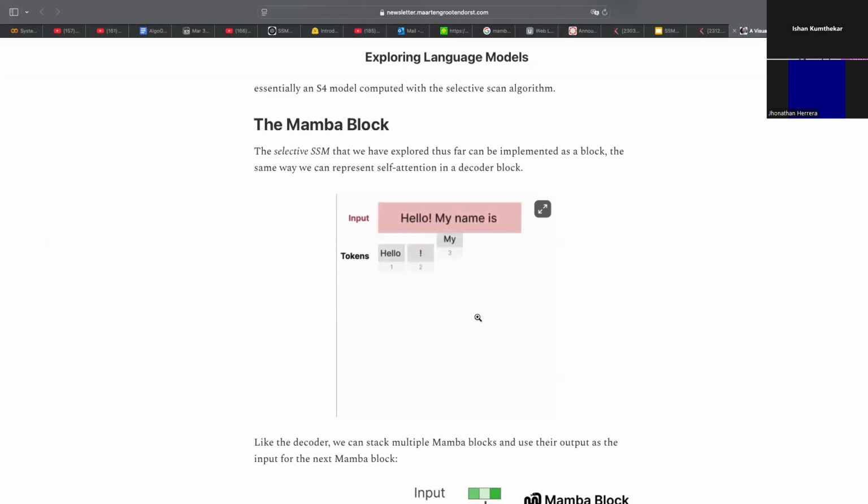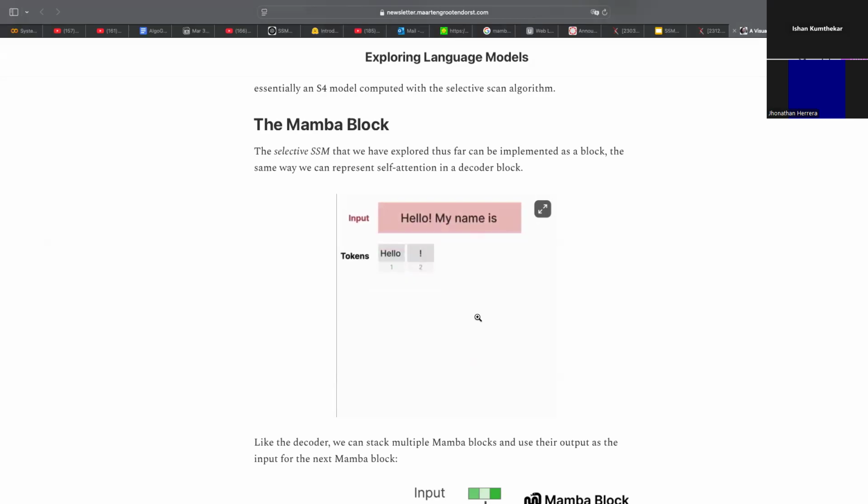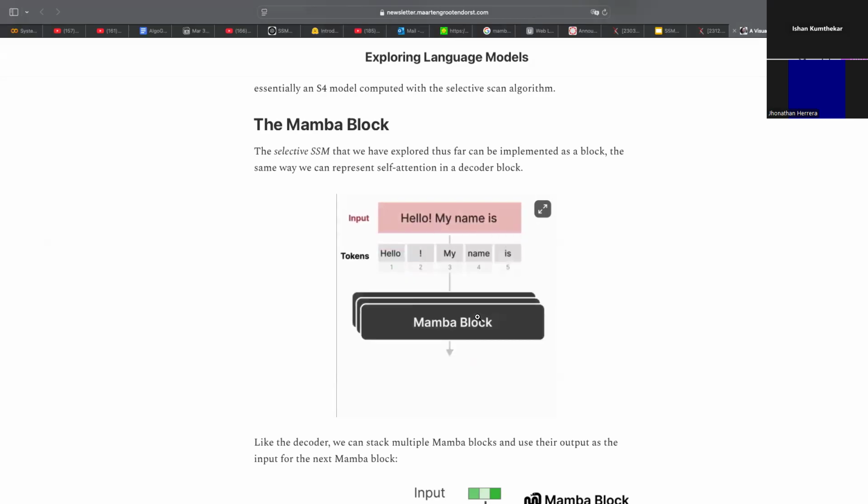And the reason I wanted to do this workshop today is to give you guys a sneak peek of this. So in 5 years down the line, when Mamba becomes popular, you guys will be like, oh, I know Mamba.